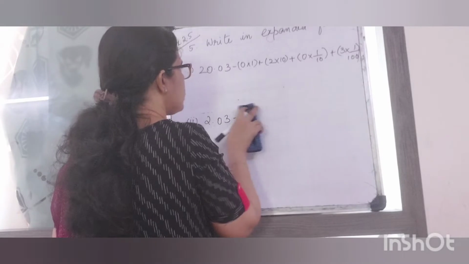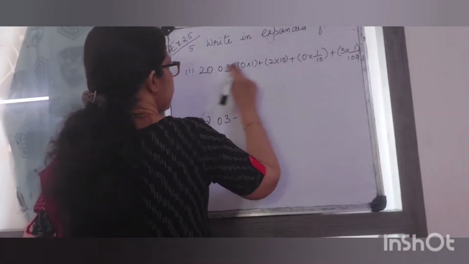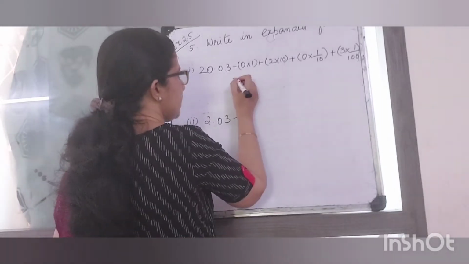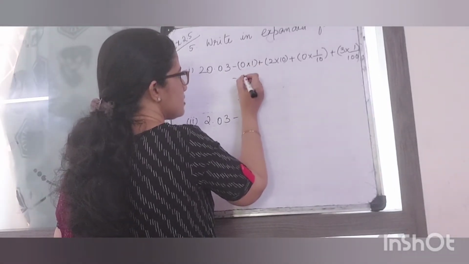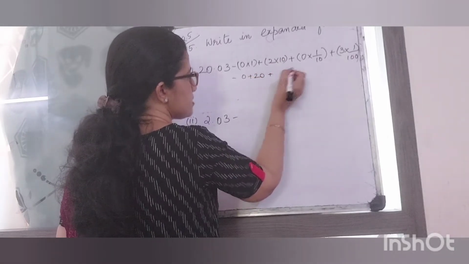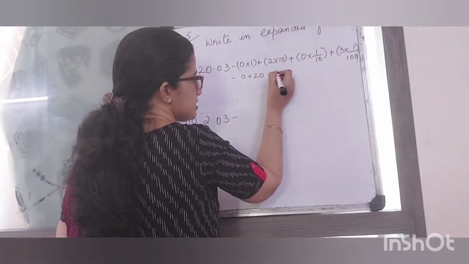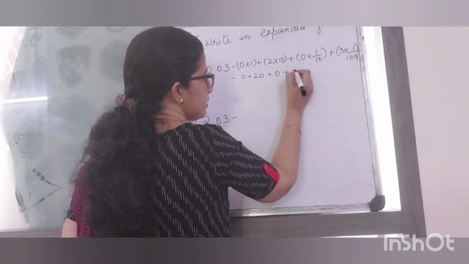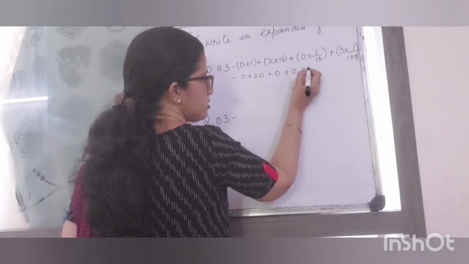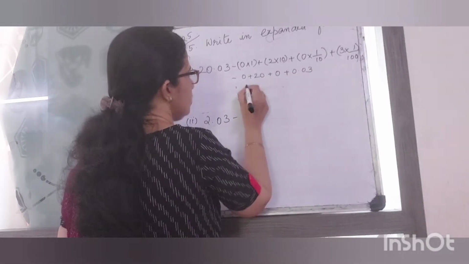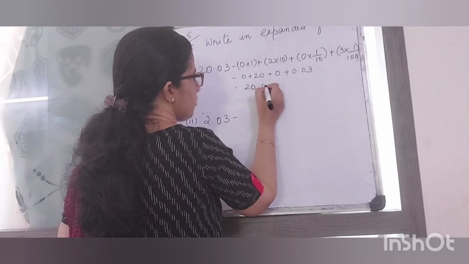Now if we solve this one, we will get the answer 20.03. Okay, so we can try solving that. So 0 into 1 is 0, plus 2 into 10 is 20, plus 0 into 1 by 10 is 0, plus 3 into 1 by 100 is 3 by 100, that is 0.03. So what is the answer? 20 plus 0.03, which is equal to 20.03.